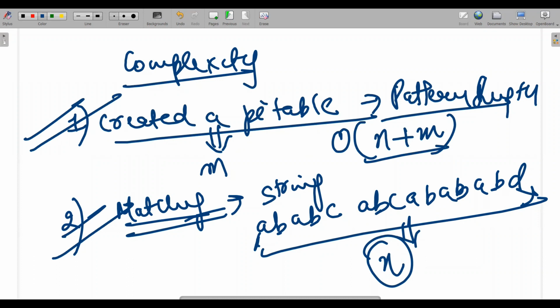Hence, the complexity would be order of n plus m, which is always better than the previous complexities calculated for string matching algorithms.